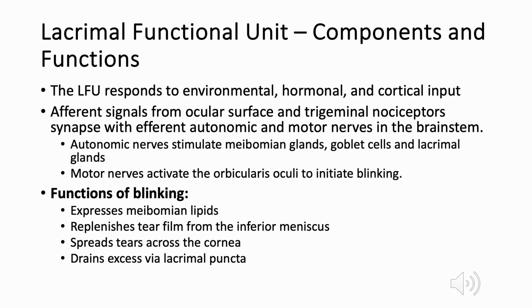Afferent signals from the ocular surface and trigeminal nociceptors synapse with efferent autonomic and motor nerves in the brainstem. Autonomic nerves stimulate meibomian glands, goblet cells, and lacrimal glands, while the motor nerves activate the orbicularis oculi to initiate blinking. The act of blinking serves multiple functions, including the expression of meibomian lipids, replenishing the tear film from the inferior meniscus, spreading tears across the cornea, and draining excess tears via the lacrimal puncta.